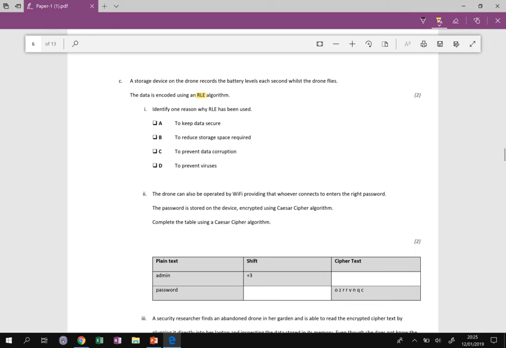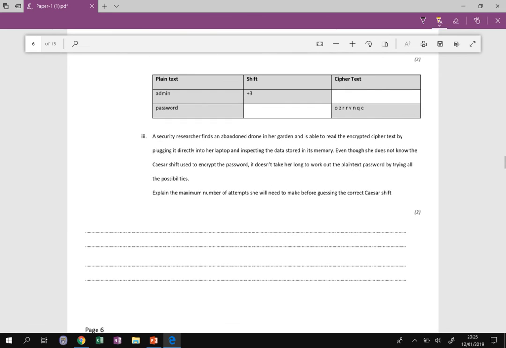The drone can also be operated by Wi-Fi, providing that whoever connects to it enters the right password. And the password is stored on the device using Caesar cipher, probably the worst encryption algorithm known to man, but it's one that we have to know for this exam. Complete the table using a Caesar cipher algorithm. So you need to remind yourself what a Caesar shift is and what this plain text would be if it's encoded using a Caesar cipher with a shift of +3. And then you need to go backwards. You need to work out if that's the original plain text and that's the cipher text, what is the Caesar shift we need.